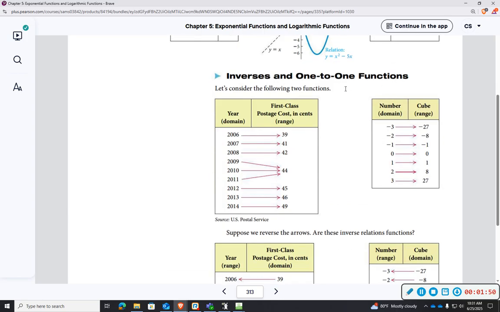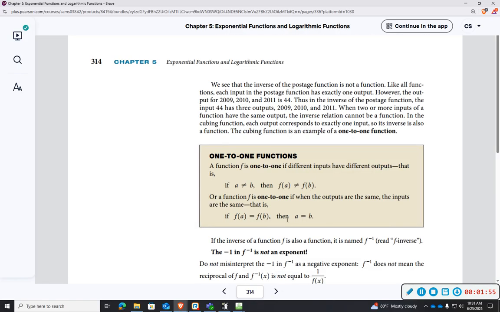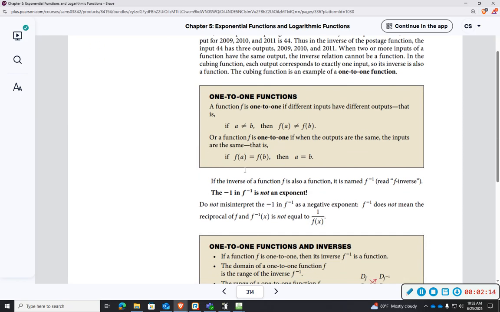Inverses and one-to-one functions. We'll get to talking about what it means to be one-to-one. So here's that definition. A function is one-to-one if different inputs have different outputs. And usually what I tell people is each x value is paired with one and only one y value. This is the mathematical term: if a is not equal to b, then f of a and f of b are not equal. So you have two different x values, and they're going to give you two different y values.